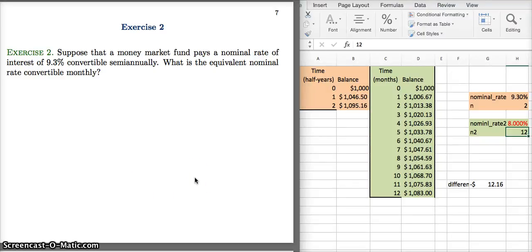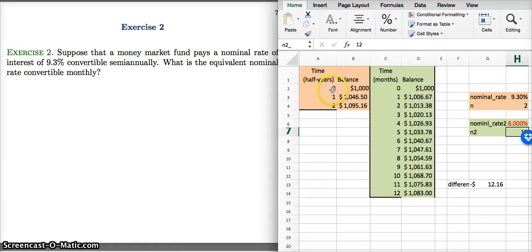In exercise 2, we have a money market fund that pays a nominal rate of interest of 9.3% convertible semi-annually. And we want to find an equivalent nominal rate that's convertible monthly. Since the rate is 9.3% and it's convertible semi-annually, that means twice a year, n equals 2. So 9.3% divided by 2 is the effective rate per half year.